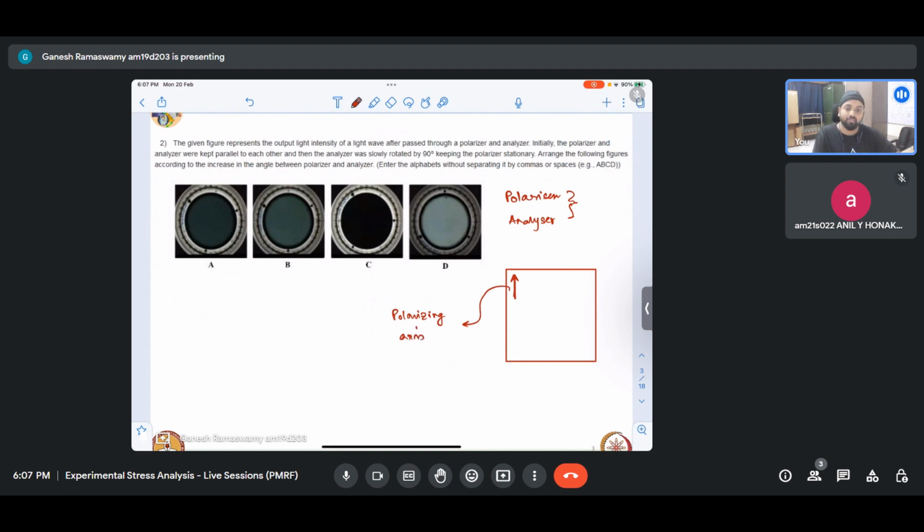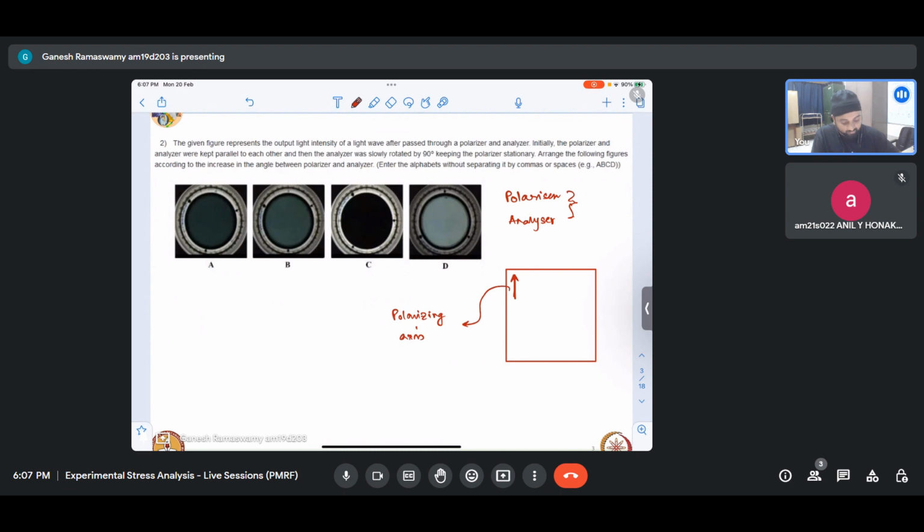Generally, when we buy these sheets, they will have the axis marked. In general, the axis will be parallel to one of the sides. But even otherwise, if we have a polarized light source, we can rotate the sheet and easily figure out the direction of that polarizer.